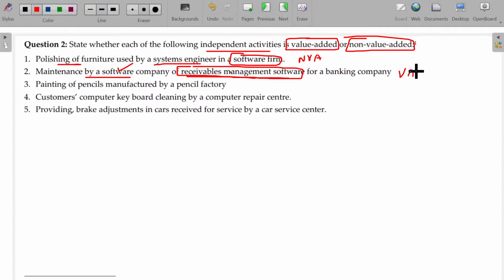And what about the next one? Painting of pencils manufactured by a pencil factory. By painting the pencils, the value may be higher. So rather than selling a normal pencil, a colorful pencil will fetch you more. So customers are willing to pay more. So the painting is a value added one. Depending upon the paint quality, we can charge differently, right?